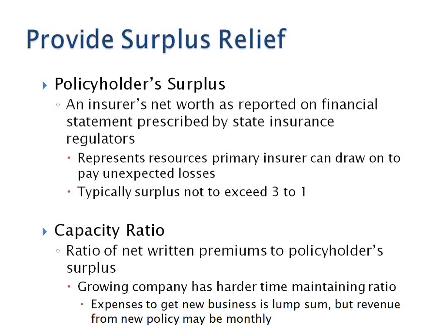That's all those other things that go into that aspect. The capacity ratio is the ratio of net written premiums to policyholder surplus.